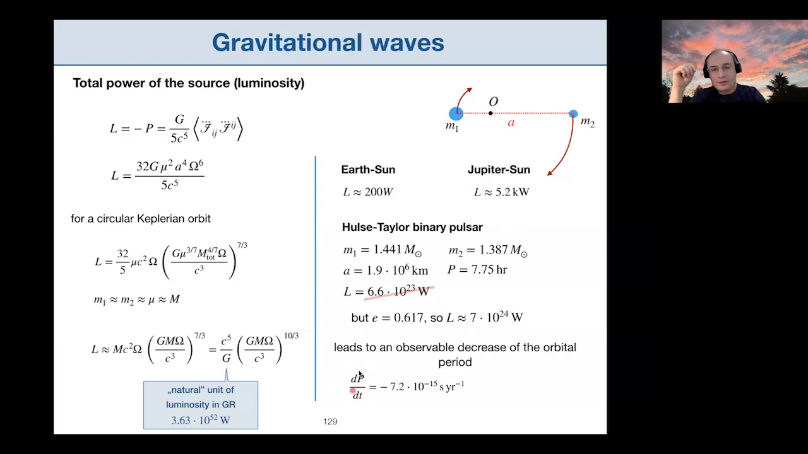And in fact, this change of the period of the order of 10 to minus 15 seconds per year was observed in this system, and it was very much consistent with the formula for gravitational wave production. It was a very important discovery, and both astronomers obtained a Nobel Prize for that many years later. It was an important indirect indication that gravitational waves are a thing. Have you got any more questions on that? Okay, probably not.